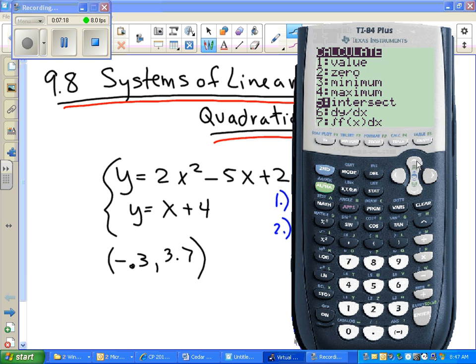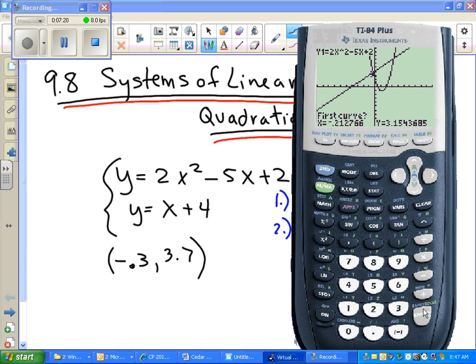So go back to your calculate menu, go back to intersect. It's asking for first and second curve, but this time, what would you put in as a guess? Where do you think it intersects on the other side? Right there. Around 4. So type in 4 for your guess. Hit enter. And there you go.